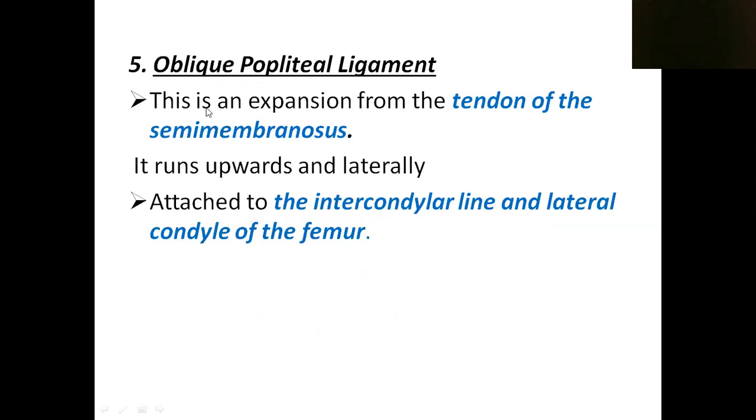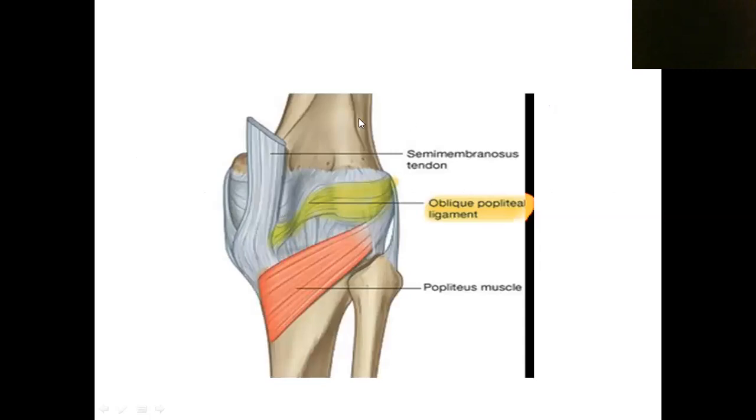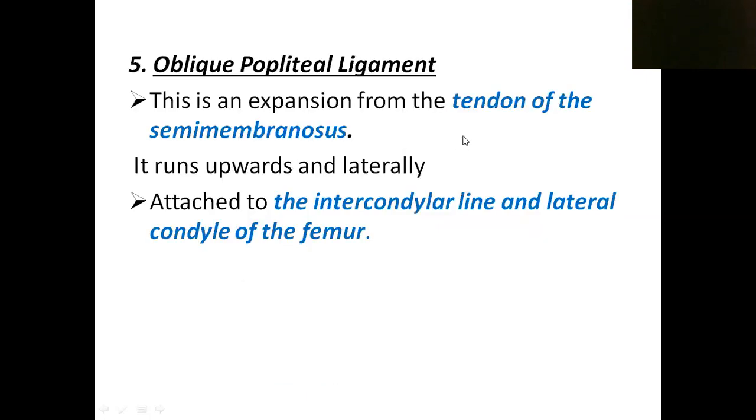That's enough. Now the oblique popliteal ligament. It is an expansion from the tendon of semimembranosus. See, this is a posterior view of the knee joint. Here we can see the tendon of the semimembranosus. From this semimembranosus, some fibers run obliquely upward and laterally. See, this is the oblique popliteal ligament. So it is an expansion of the tendon of the semimembranosus. It is attached to the intercondylar line and the lateral condyle of the femur.